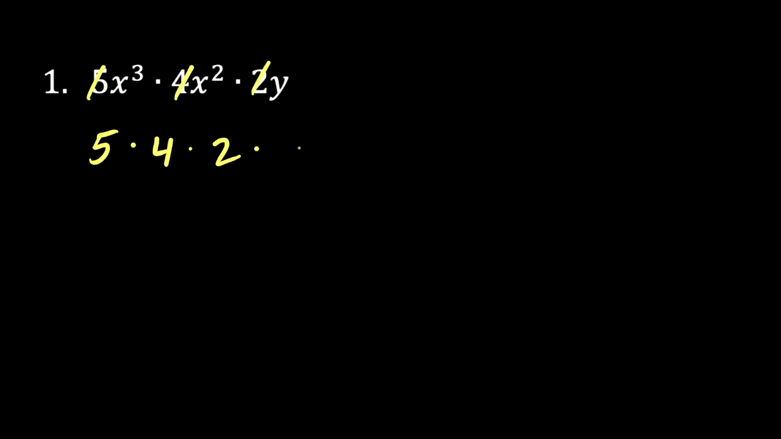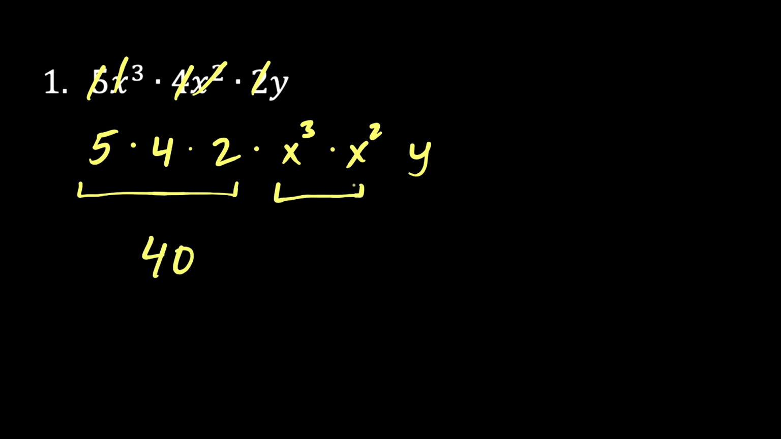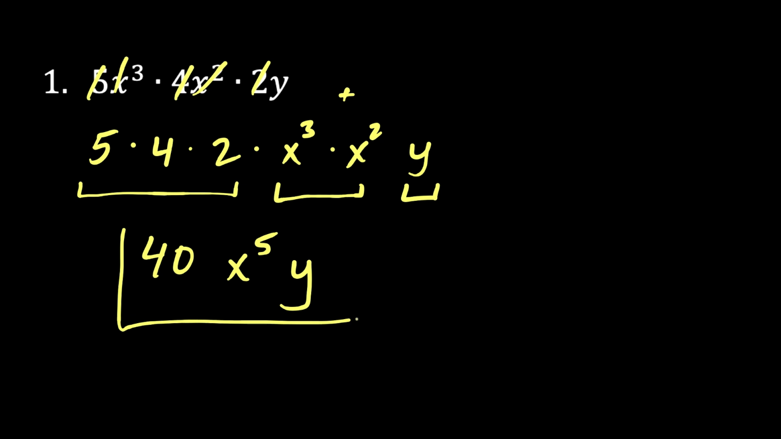Now we're going to take a look at the x variables. We have x cubed and we have x squared, and then there's y. So we arrange it like this, it makes it a little bit easier. So we can see 5 times 4 times 2 is just multiplication, so we'll have 40. Here we have like bases. Now remember, that is the key to all of these exponent rules. They must be like bases to use. So here we have like bases, multiplication, so we are going to add the exponents. So we have x to the fifth, and there's nothing else to go with the y, so the y is by itself, and we are left with our answer, 40 times x to the fifth times y.